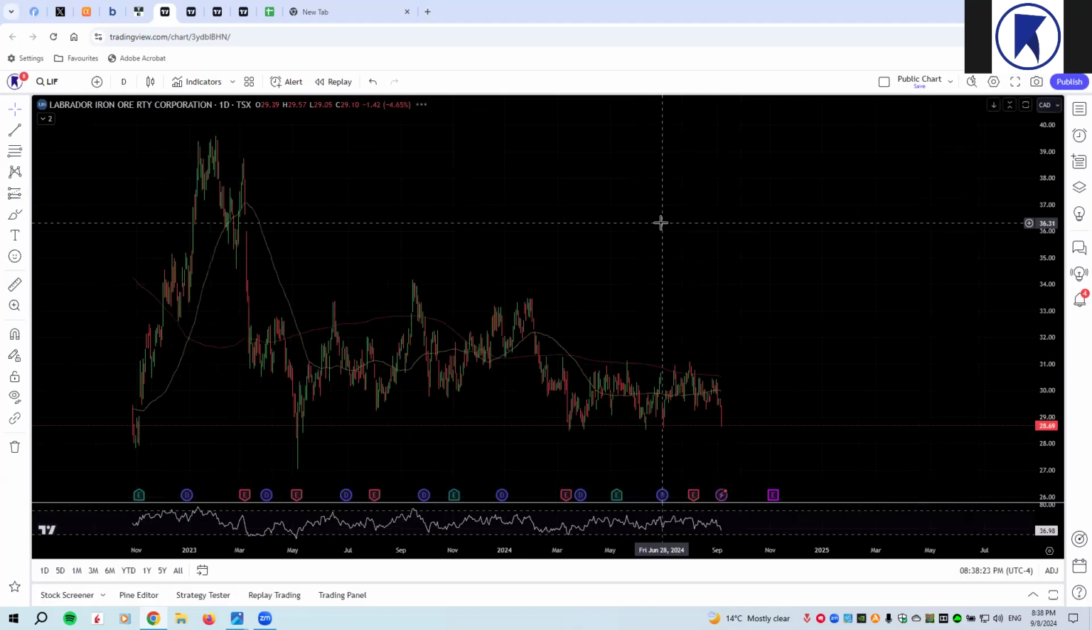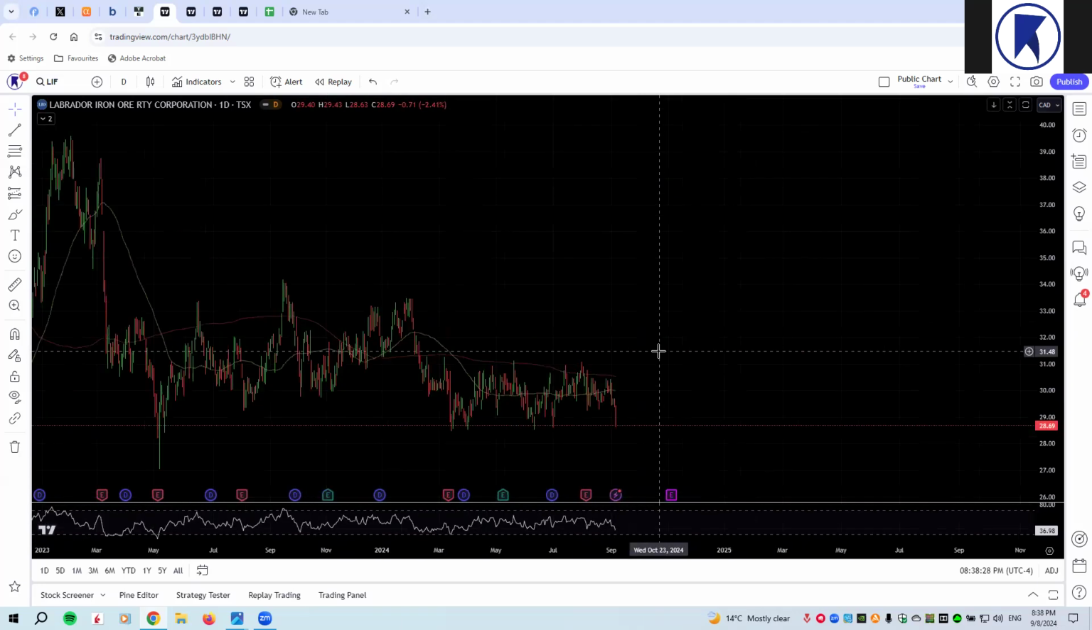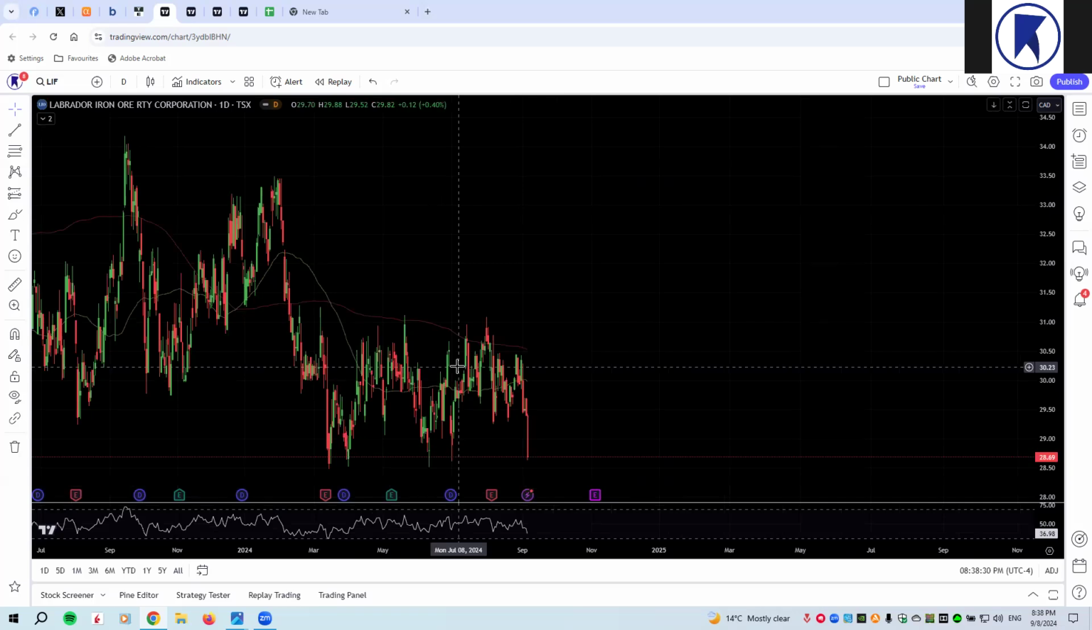Canadian, here we are. Okay, so here we go. Below 30, 28. Notice how it was just consolidating like crazy, right? This is a great metals royalty company. They're not a mining company. They don't mine iron ore themselves. They provide the funding, the capitalization, all that kind of stuff.